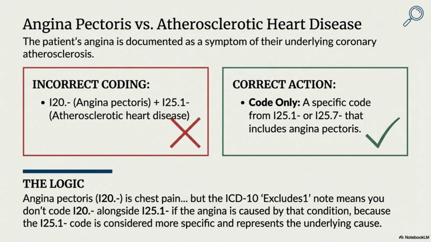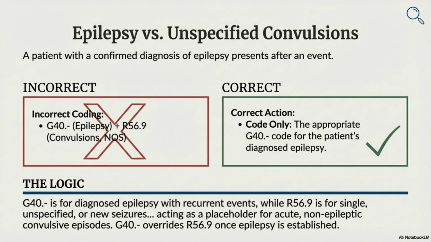One more example under this principle is epilepsy and convulsions, where the more specific diagnosis, epilepsy, replaces the more general code for unspecified convulsions. If a patient has a confirmed diagnosis of epilepsy, you don't pair it with R56.9 for unspecified convulsions. Epilepsy is the more specific, established diagnosis, so it stands alone.